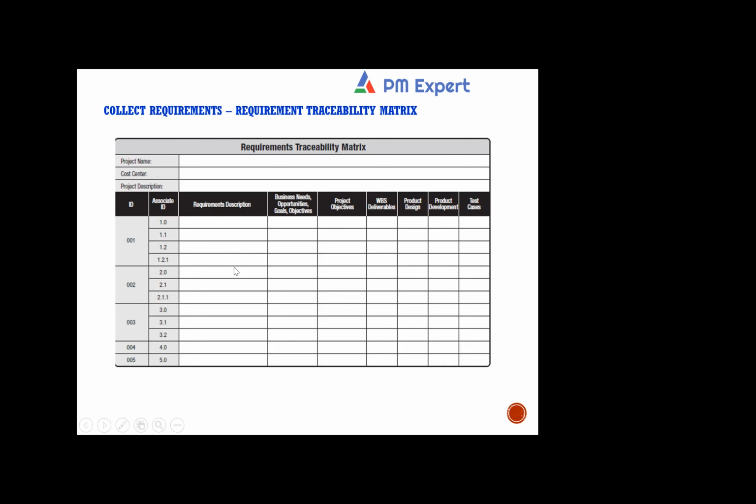Now, in forward traceability, every requirement is mapped to a WBS deliverable plus the product design and development component. For example, we have to ensure that every requirement is considered in the deliverable, the design, and the source code, right? The product development is a source code, a program, right? And every requirement is tested. This is the forward traceability.